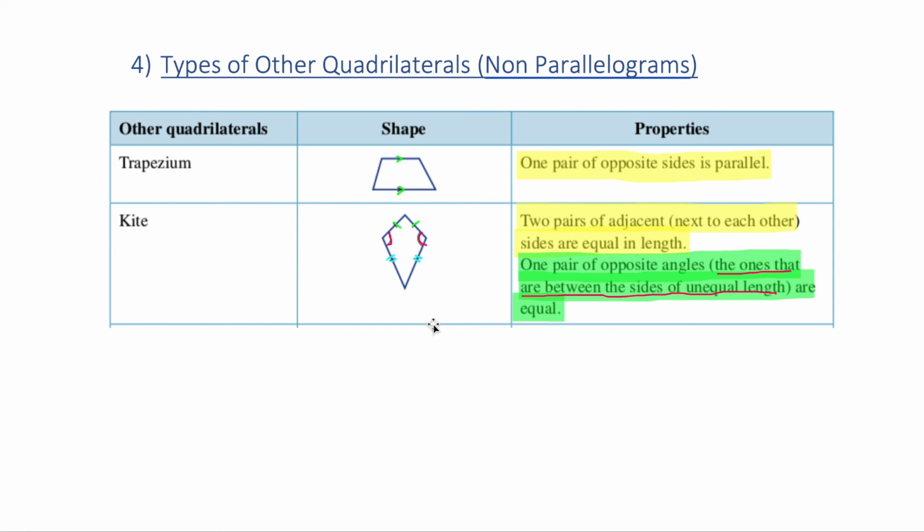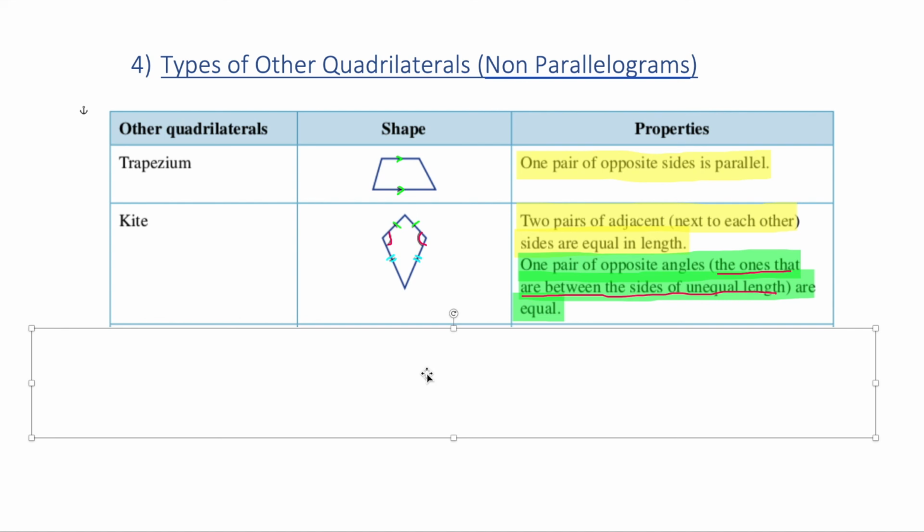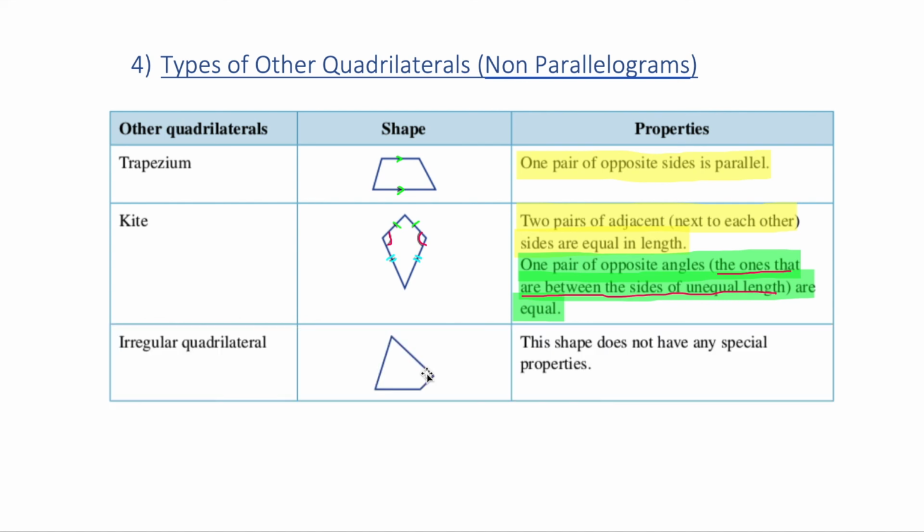Great. And we have one last type of quadrilateral, and they are called irregular quadrilaterals. And this shape does not have any special properties. So it only has four sides, and that's it. It doesn't fulfill any of the conditions that we have studied thus far.